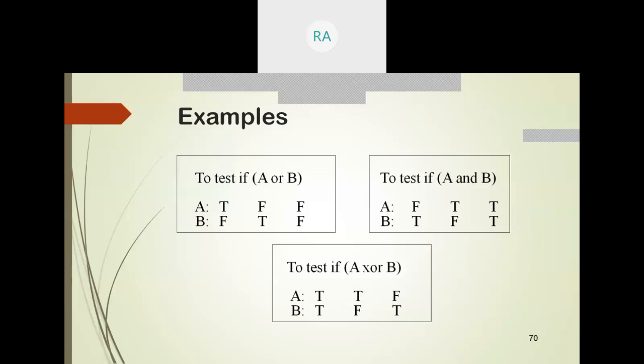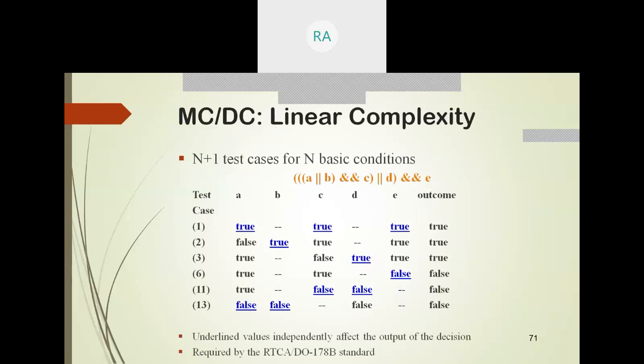So a minimum of three possibilities arise whenever you go for this MCDC coverage with operators such as OR and XOR. This is a simple example they have considered.